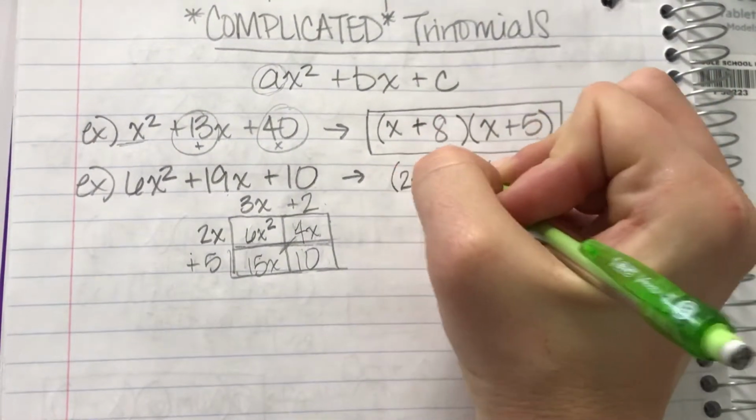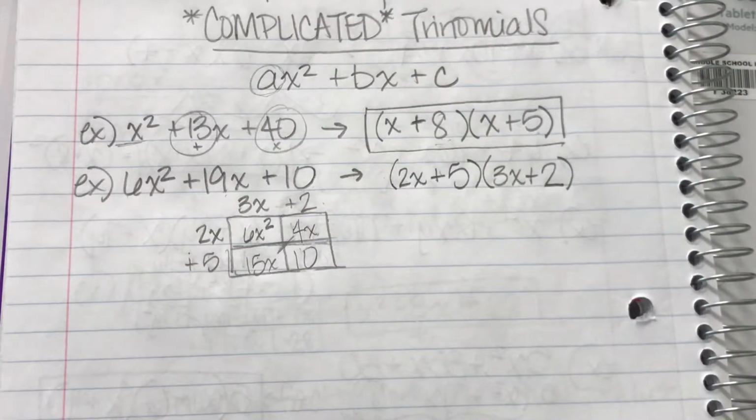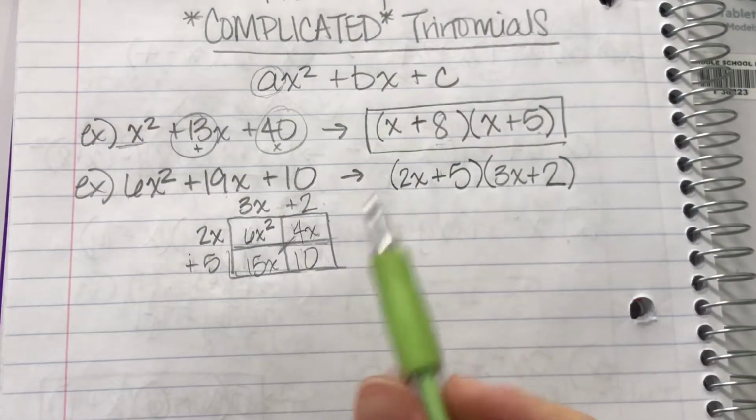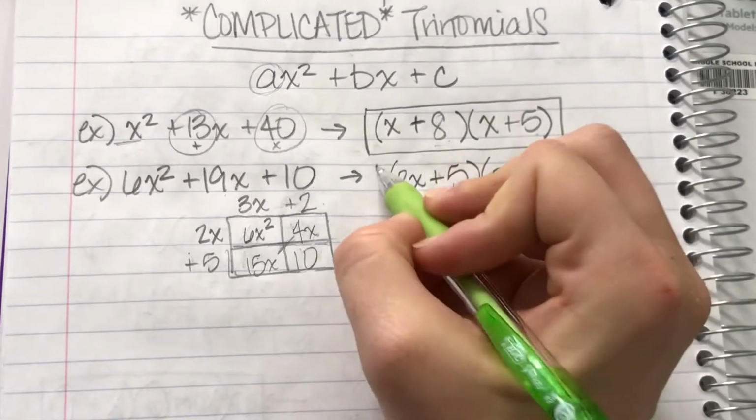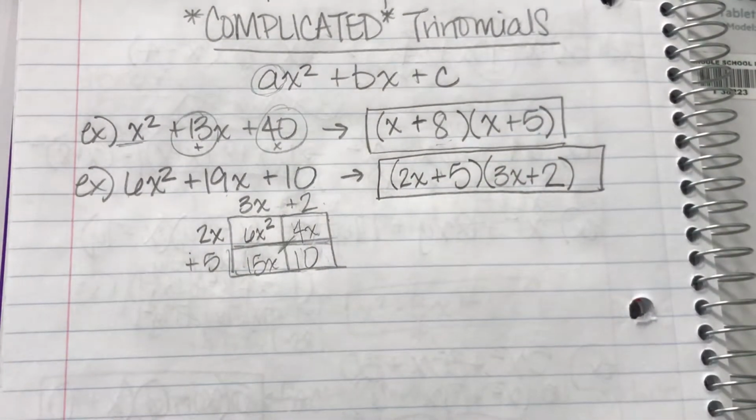So, 2x plus 5 and 3x plus 2. We just confirmed that that makes what I want it to make. So those are the factors. Now, does that seem like the most efficient way to do this? Definitely not. No. Way too long. When I was in middle school, that's what we had to do. There were no cutesy little tricks.